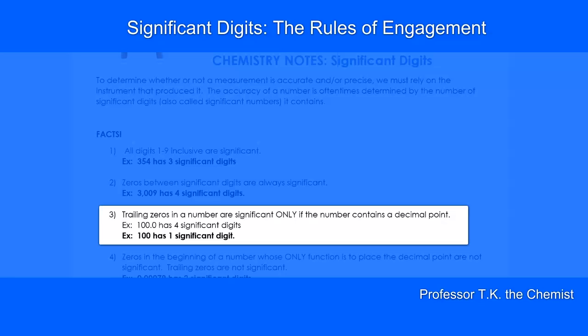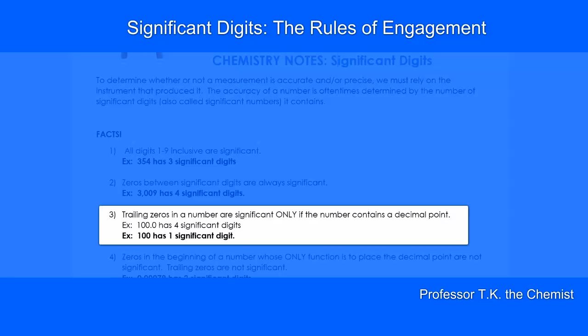Number 3, trailing zeros in a number are significant only if the number contains a decimal point. So for instance, if I give you 100.0, all 4 of those numbers are significant because there's a decimal present before and after the zero, plus there's a number 1. And those zeros are considered trailing. Think of a decimal as an engagement ring. When there's inclusivity there, we cannot falter from that, okay?